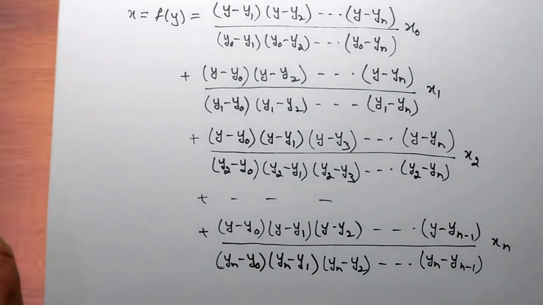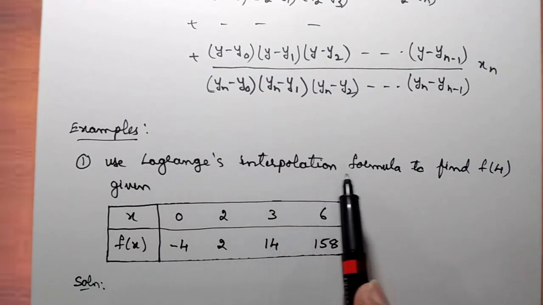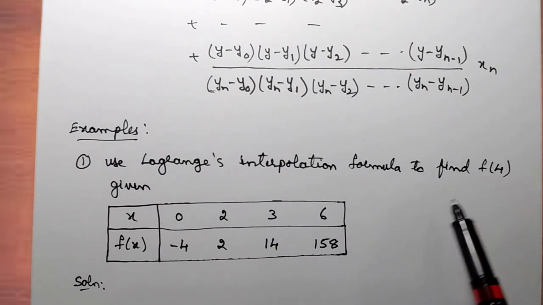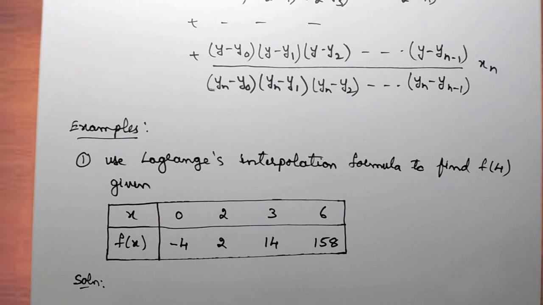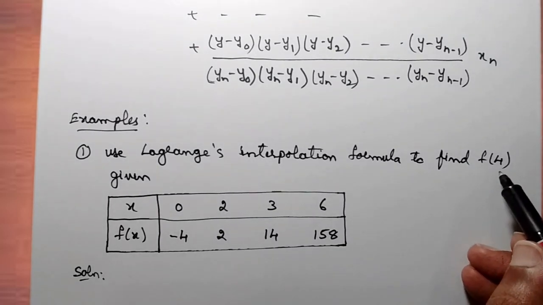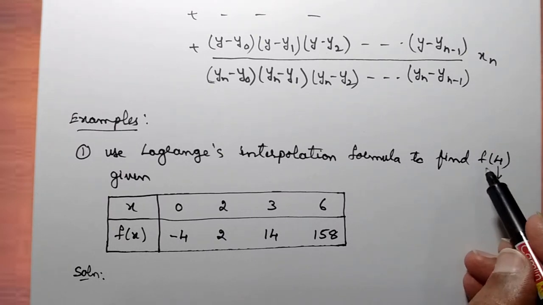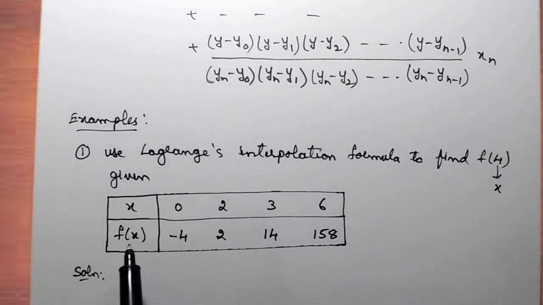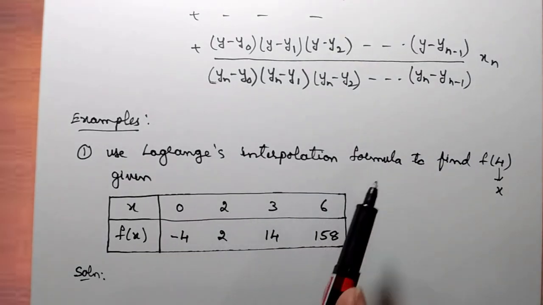So let us take a few examples. Use the Lagrange interpolation formula to find f of 4 given the values of x and f of x. What is given is that we need to find the f of x value. So f of x corresponds to your value of y. f of x we need to find, so the y value we need to find. If you want to find the y value, you have to use the Lagrange interpolation formula.